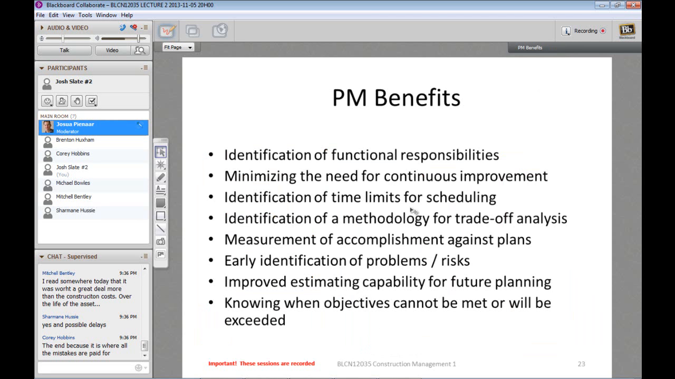So if we look at the benefits of project management, we don't need to spend a lot of time on it. Who says project management saves money? Give us a green tick if you say yes. Give us a red tick if you say no.